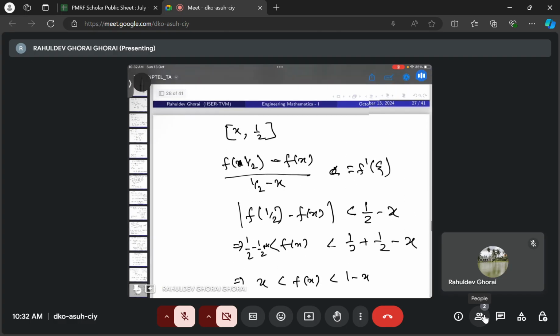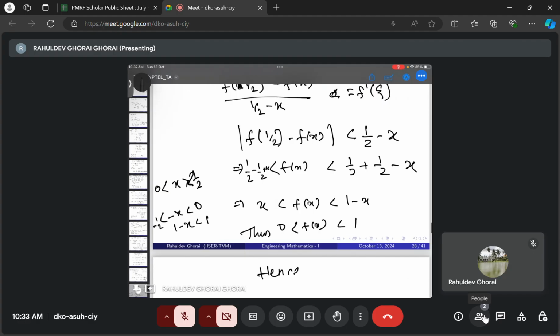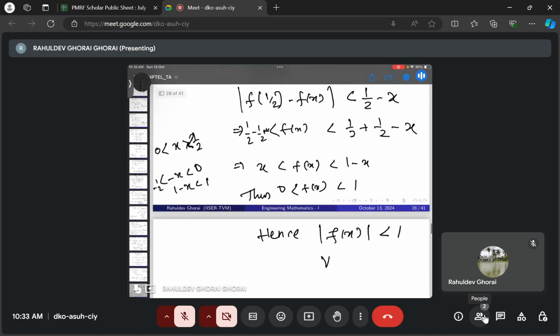But if you see here, x is less than half and it is greater than 0. What we want to know, what about 1 minus x? So minus x will be less than 0, greater than minus half. So 1 minus x is less than 1. So thus f(x) will be less than 1, greater than 0. So hence f(x) will always be less than 1 for all x belonging to 0 to 1.